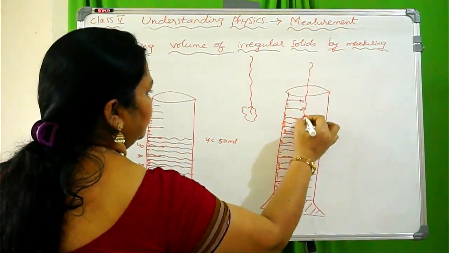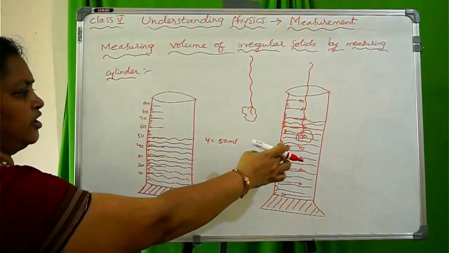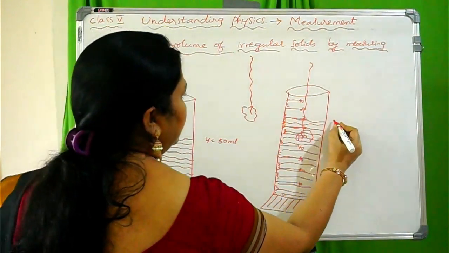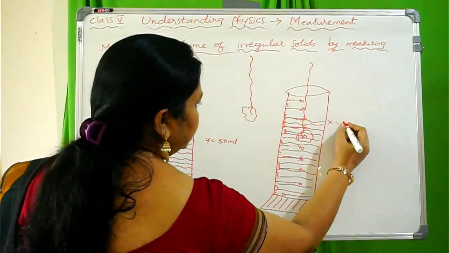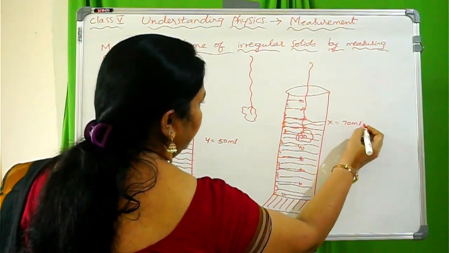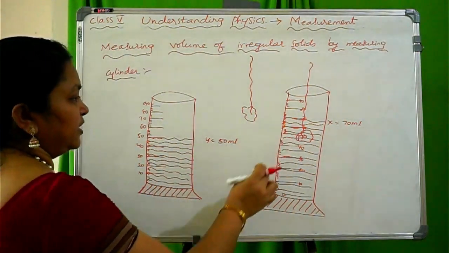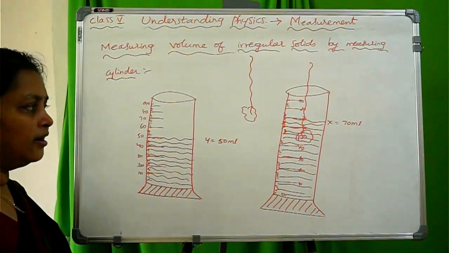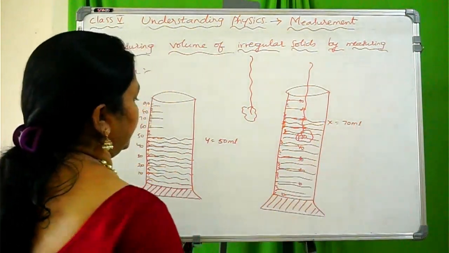See here. I dipped the stone here. So when I dipped the stone, what happened? The level of water increased here. Up to which level did it increase? 70. Whatever level the water increased to here, I am assuming it as x is equal to 70 ml. ml means milliliter. So this is a smaller measurement. Whenever we are measuring smaller quantities, we measure in milliliters. Larger quantities, we measure in liters. Okay. Now x is equal to 70 ml.